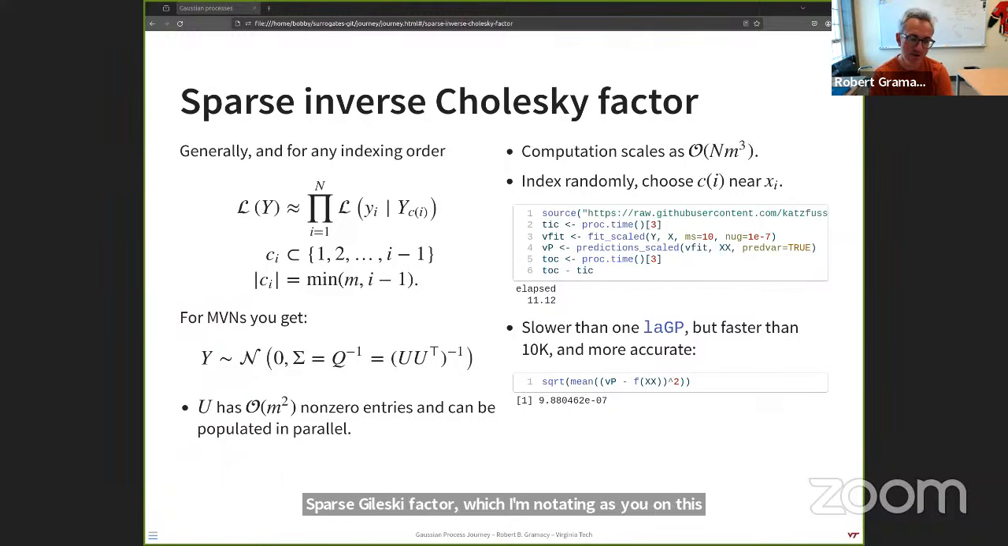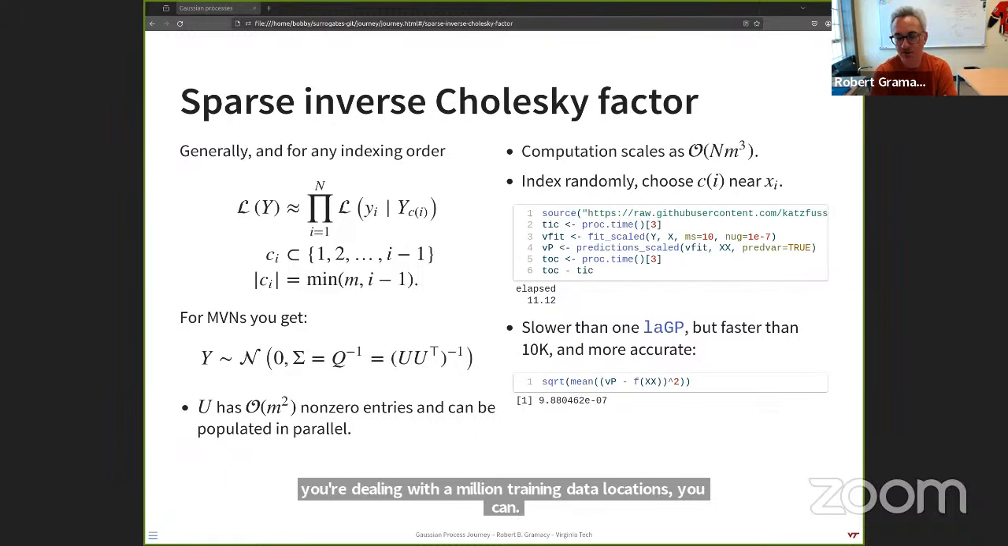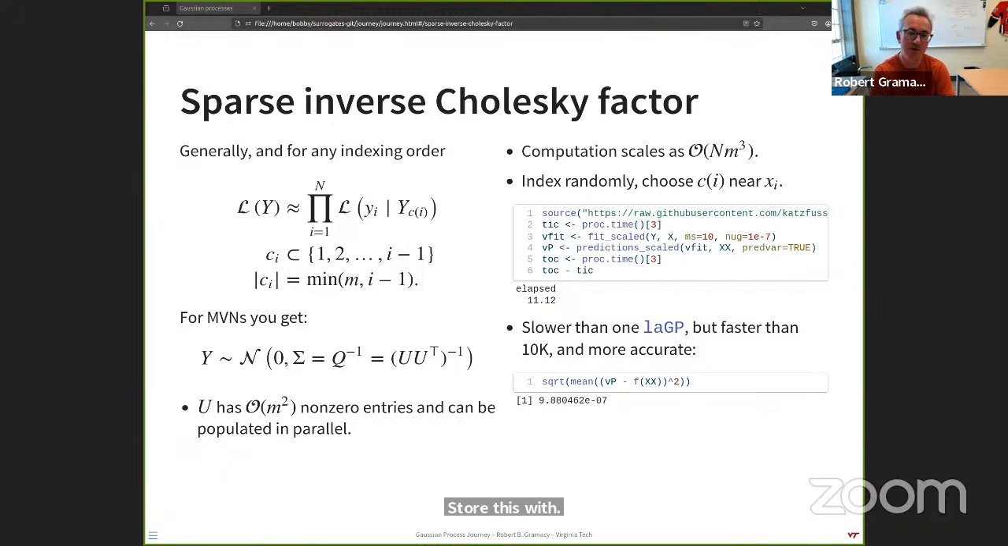And this sparse Cholesky factor can be controlled to have at most m squared non-zero entries, where m is the maximum size of the conditioning set that you want to use. So think maybe 10 or 15 or 20, a small number. So even if you're dealing with 1 million training data locations, you can store this with 15 squared or 20 squared non-zero entries if you're using a sparse matrix library.